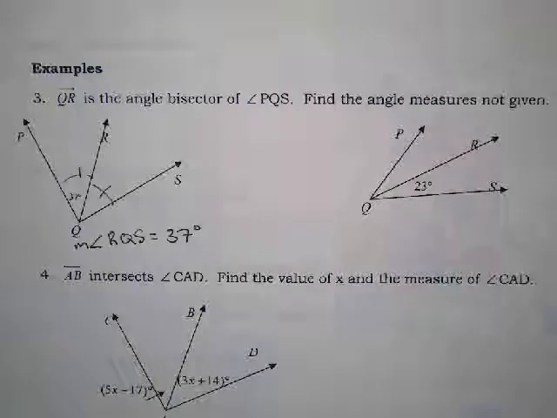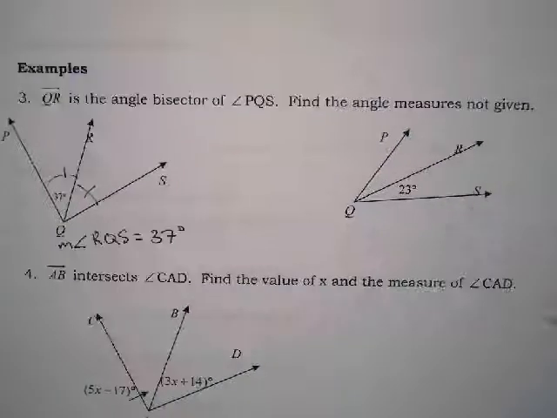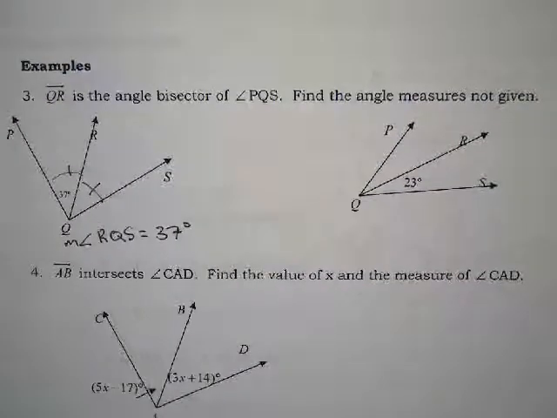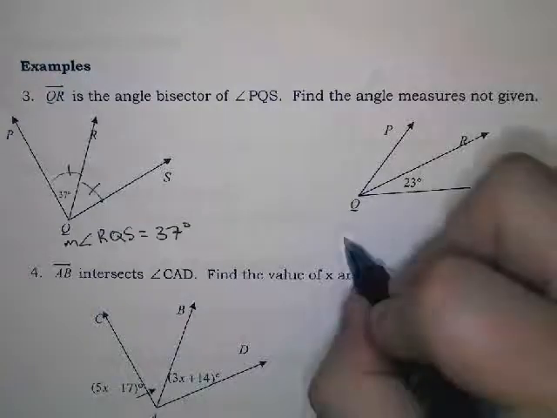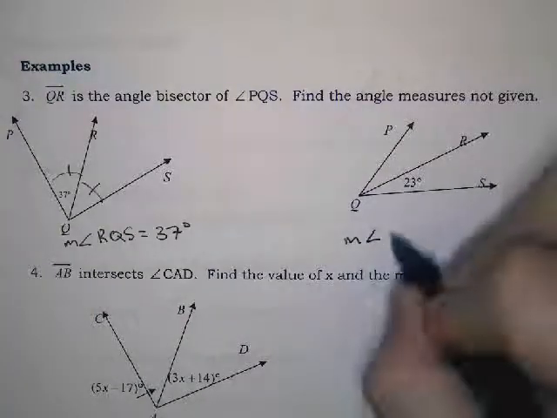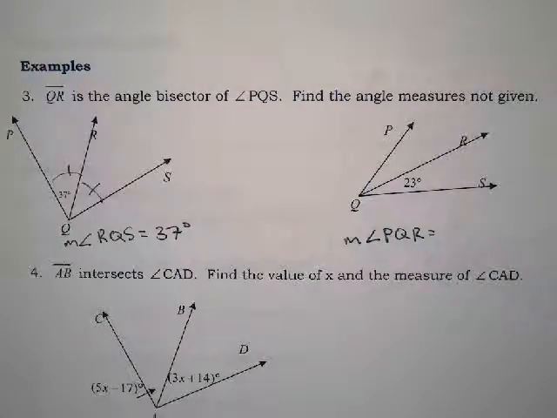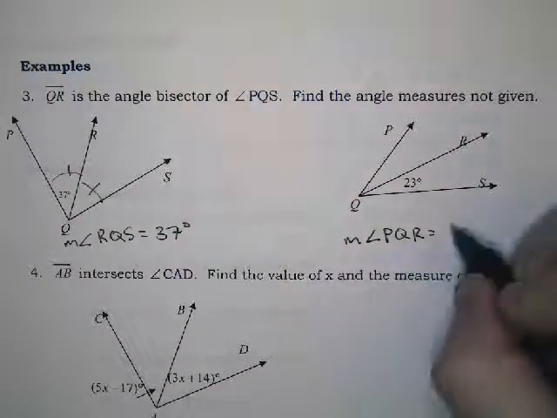So, can you try the part B real quick? What is PQR going to equal? Using good notation, please. Well, we can say the measure of angle PQR is equal to 23 degrees.